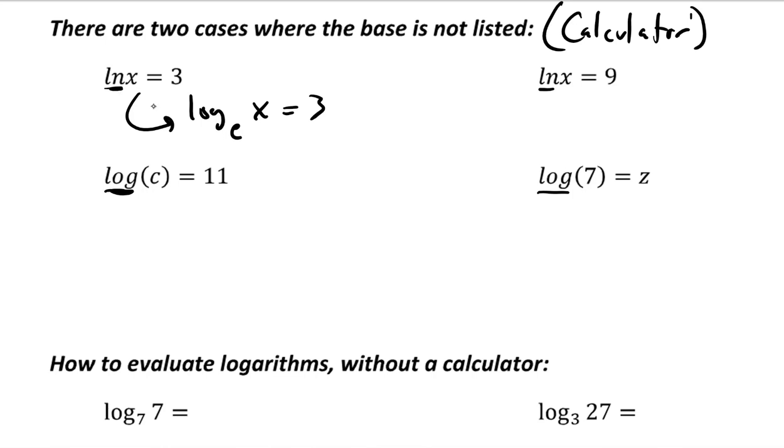So these two things say the same thing. Natural log just means log base e. That e number that we've been talking about lately, 2.719.